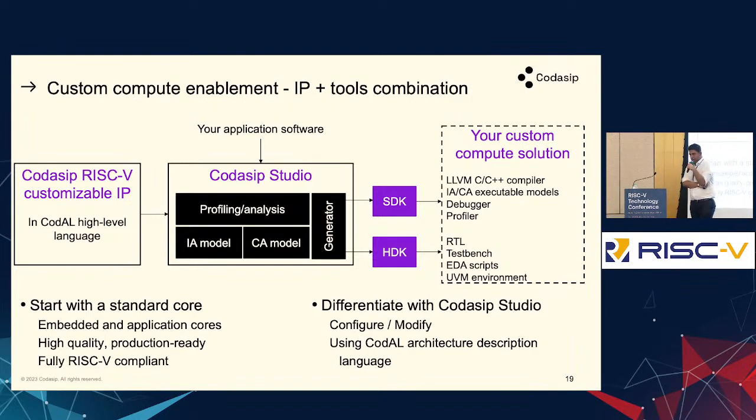So you can come in, you can profile your applications, right? You can see what the hotspots are. You can start customizing within this environment. So we use a high-level abstraction language here called Codal. You make modifications there. It auto-generates the compiler, so you don't have to touch the compiler.